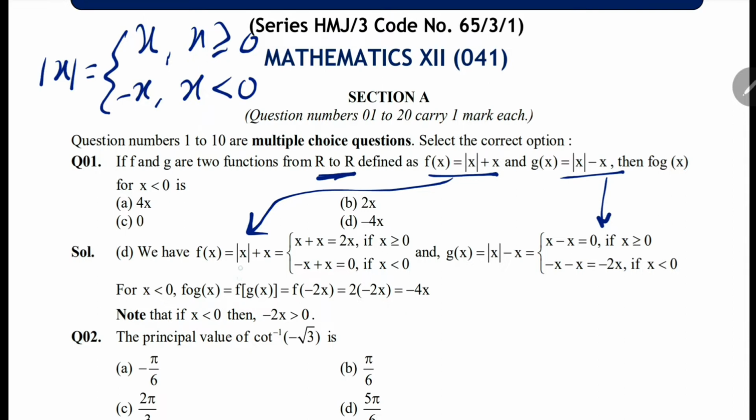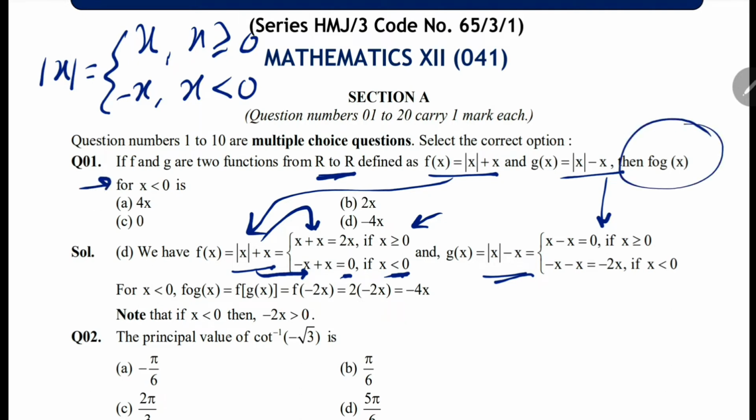Well, mod x will be x if x is positive, so therefore mod x plus x will be x plus x, that is 2x if x is positive. Similarly, mod x will be minus x if x is negative, so minus x plus x, that is 0. Similarly, you can define for the function gx. Now we have to obtain fog x when x is negative.